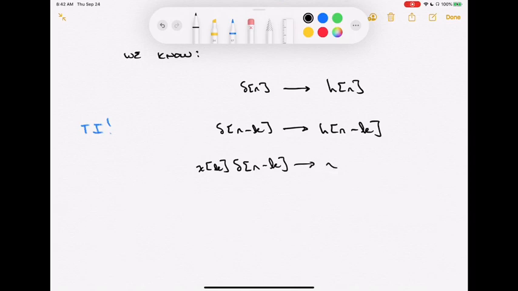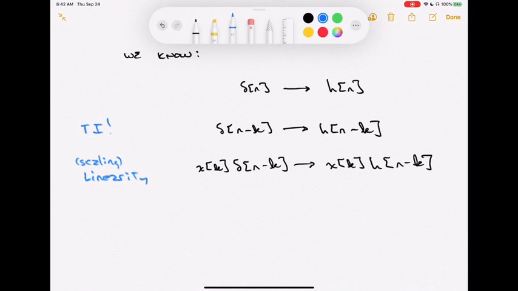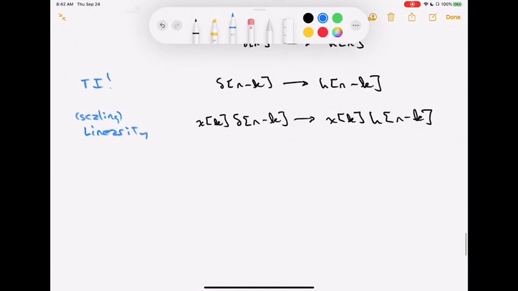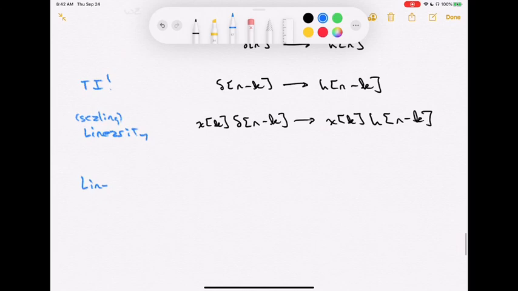Well, linearity tells me it's the same scale factor times the other guy, h of n minus k. So this is part of linearity, the homogeneity or scaling part. I can scale some input and I'll just get a scale in the output. I also know that linearity has another part. Linearity is the next part.